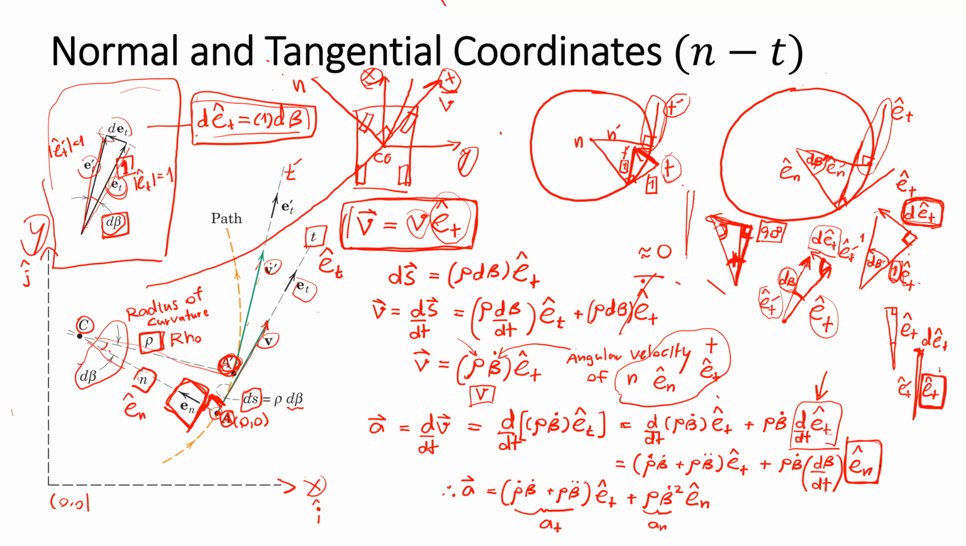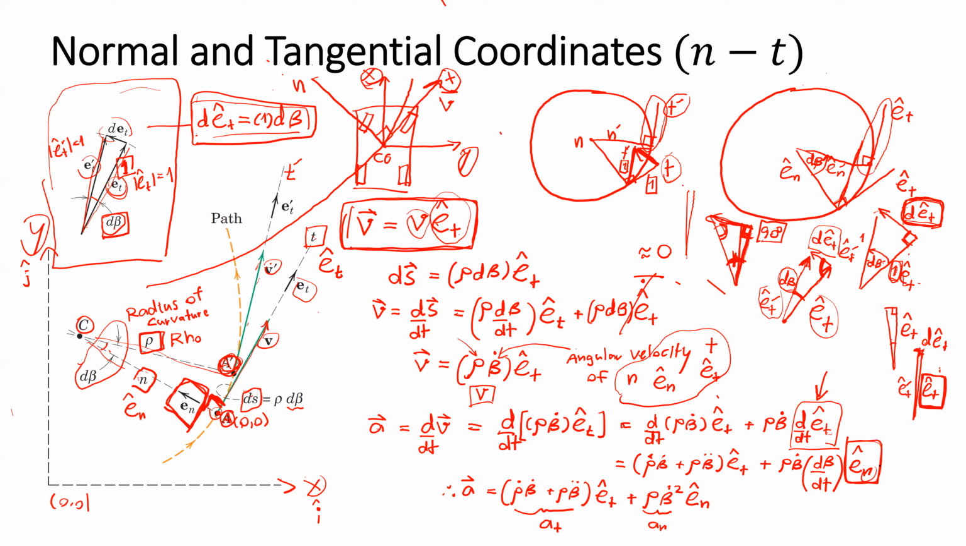Yeah, this is the explanation for this. When the time is very small, the derivative of the unit vector will become perpendicular to itself, right? Yes. Okay, thank you. The difference of the unit vector will be perpendicular to itself. So that's why our ET becomes EN. Yes, something like that.